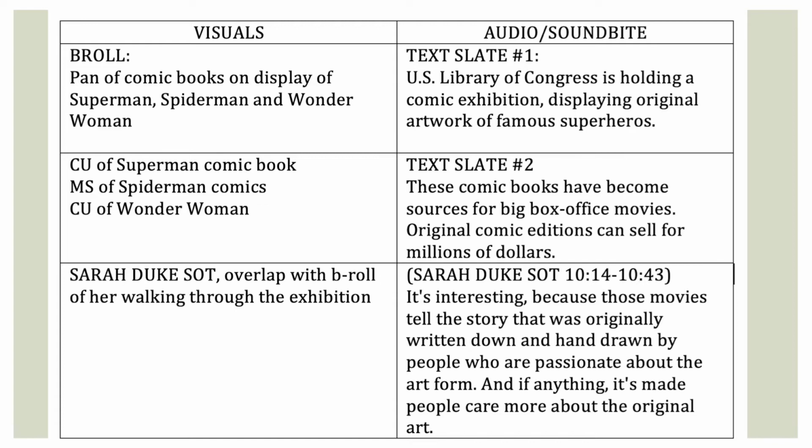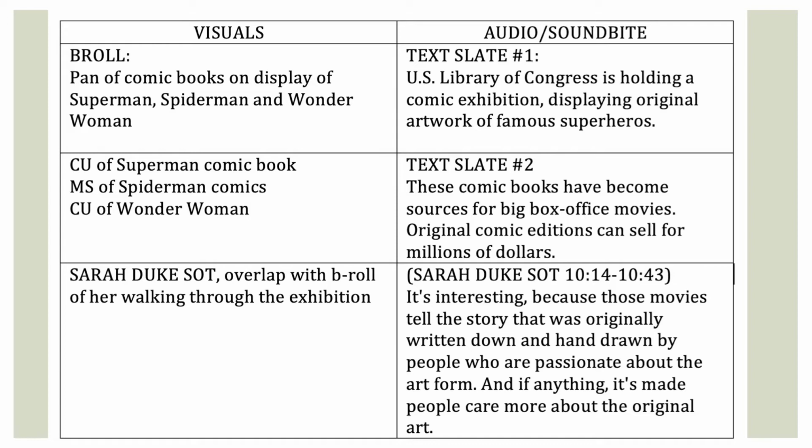So this is how I would do it. So here are my two sides, my 2 columns. My B-roll will be a pan of comic books on display of Wonder Woman, Spider-Man, and Superman or whatever. Then afterwards, after a few seconds of that, because there's not a lot of good sound, unfortunately, no good ambience, my first text slate will go: U.S. Library of Congress is holding a comic exhibition displaying original artwork of famous superheroes.